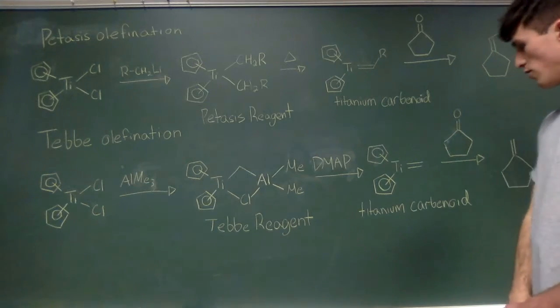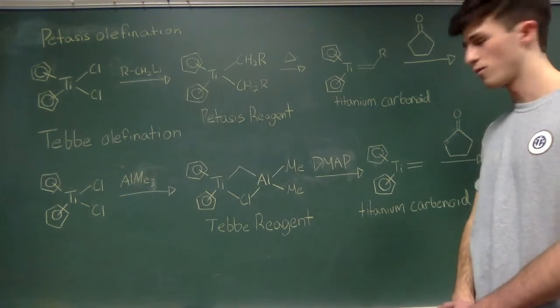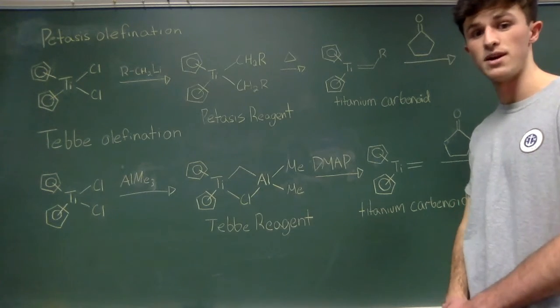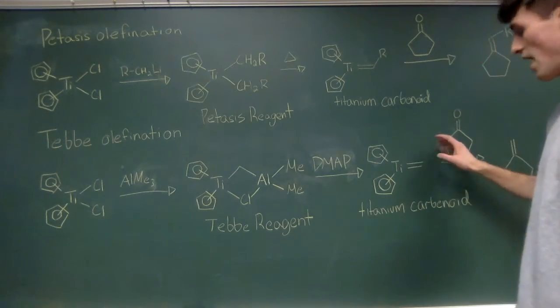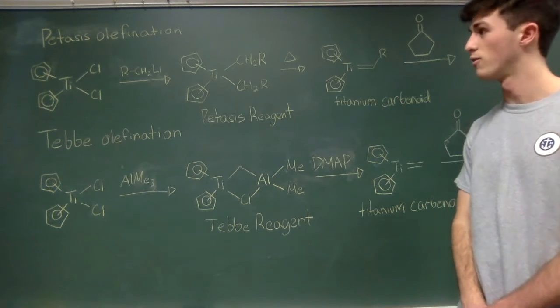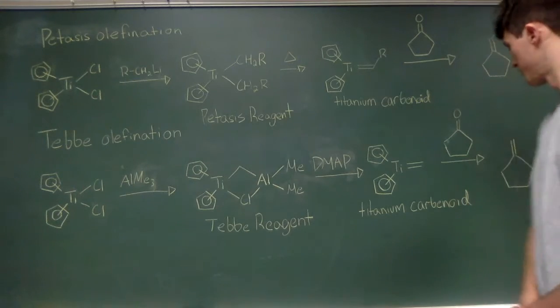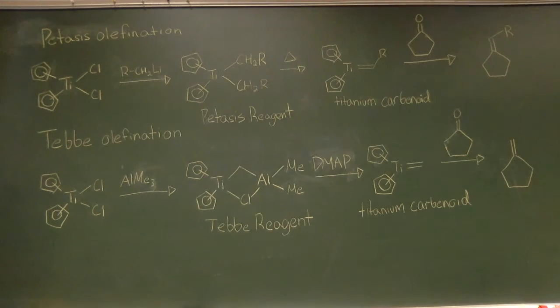This reagent transforms into a titanium carbenoid as well, but with this olefination, there can be no R groups attached. The Tebbe olefination can only add methylene, while the Petasis olefination can add R groups as well. And when this reacts with our carbonyl, we're left with an olefin with just the methylene, as you can see here.